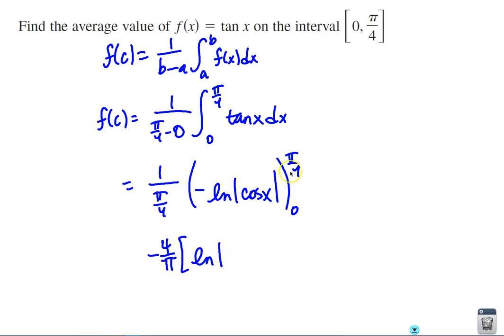Well, cosine of pi over 4 is root 2 over 2 minus the natural log. Now, I know you're probably thinking, like, wait, what about that negative? Do I distribute that? I already factored out the negative, so I can still use first fundamental theorem with my negatives like normal. Natural log of the cosine of 0, which is 1. So then natural log of 1 we know is 0.